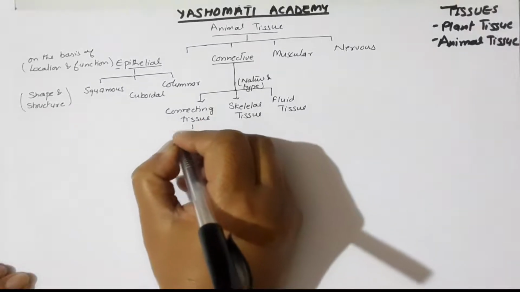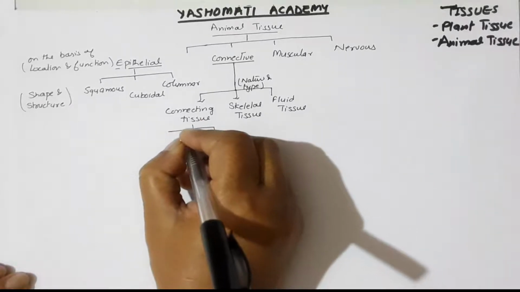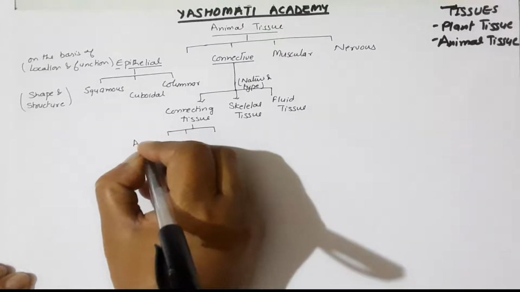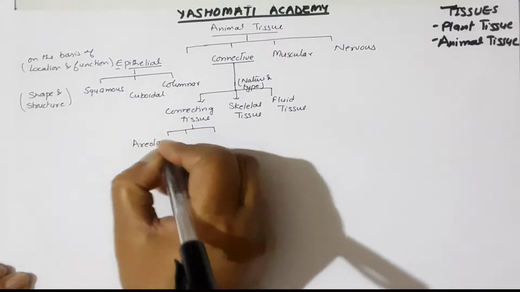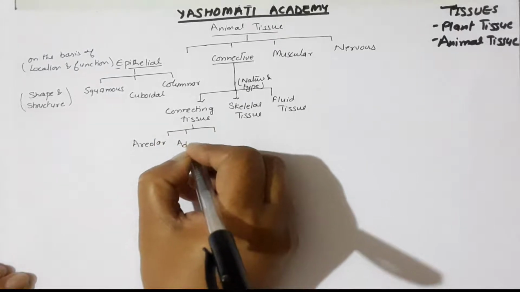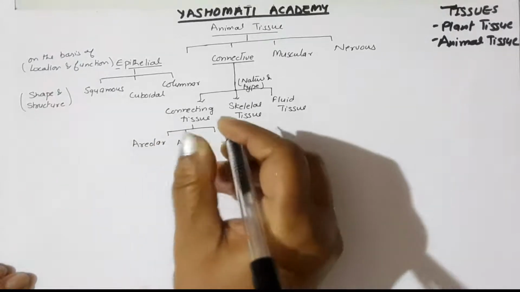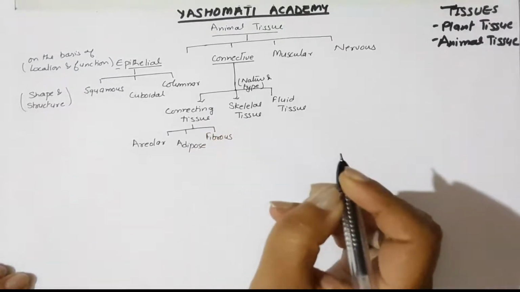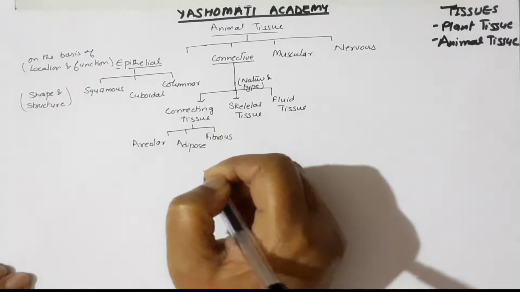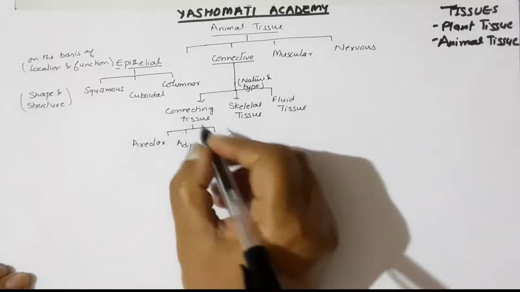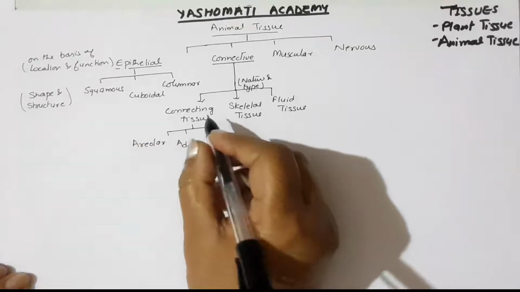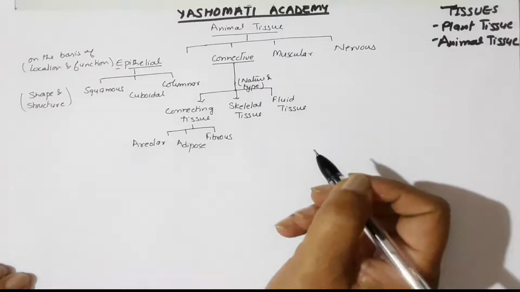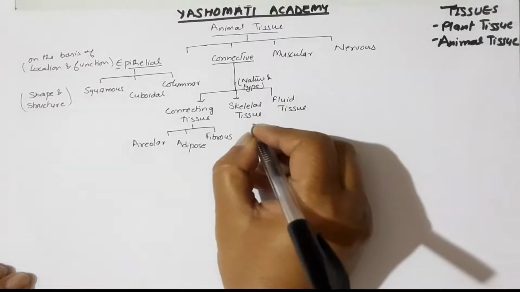Connecting tissue is further of three different types. That is areolar, adipose and fibrous. So we will be talking about three different types of connecting tissues which may be connecting organ to organ or tissue to tissue.